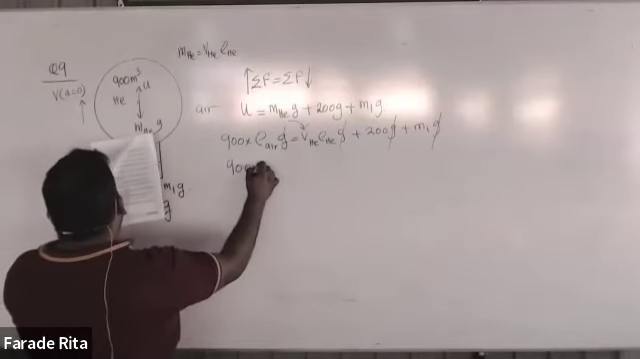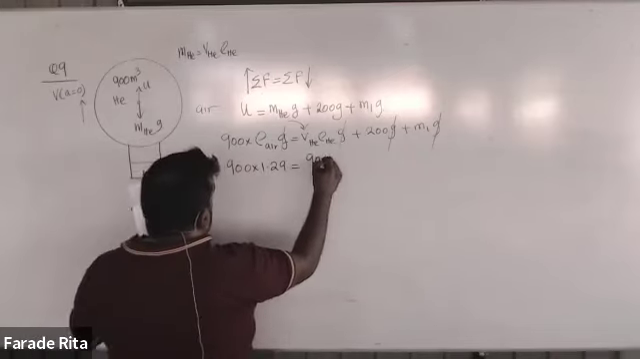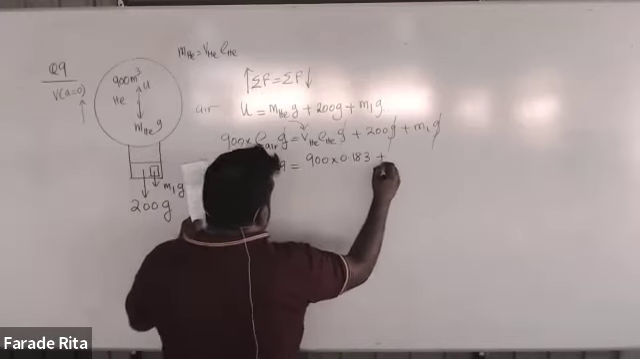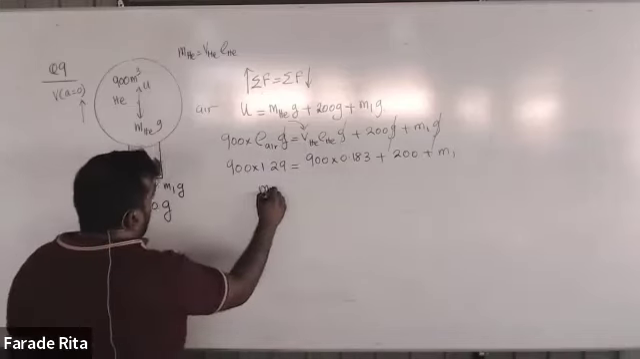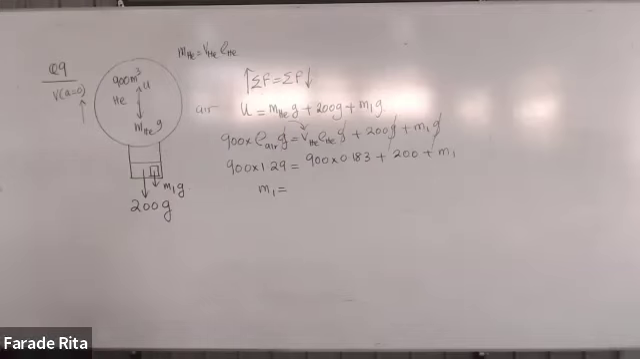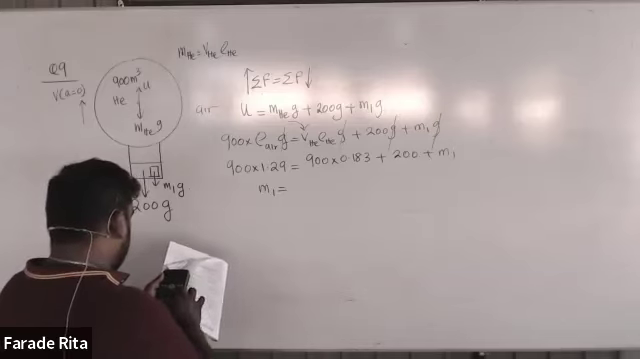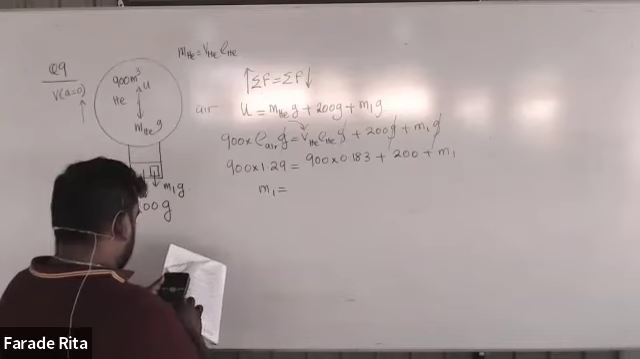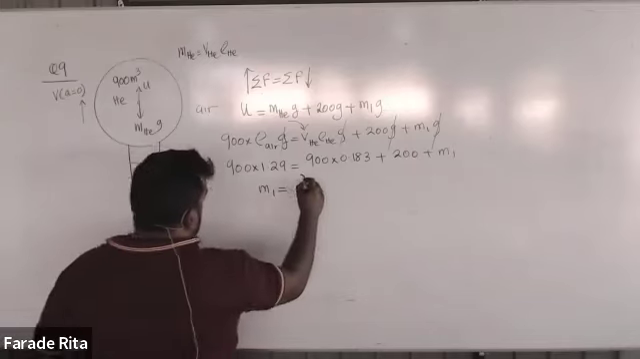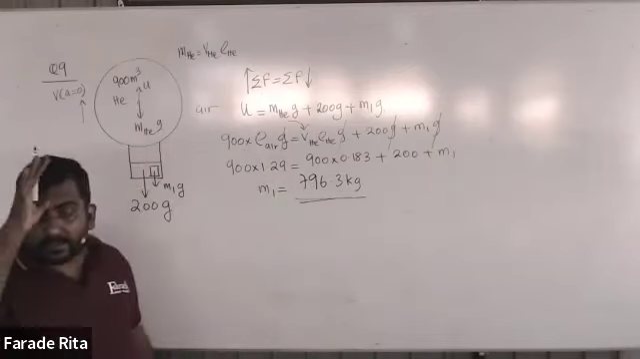900 density of air 1.29. Volume of helium 900. Density of helium 0.183. 200 plus M1. Carefully simplify, you can get the M1 value. So 900 times that minus 200. 796.3 kilogram. Did you all get this answer? People who got this? Right.